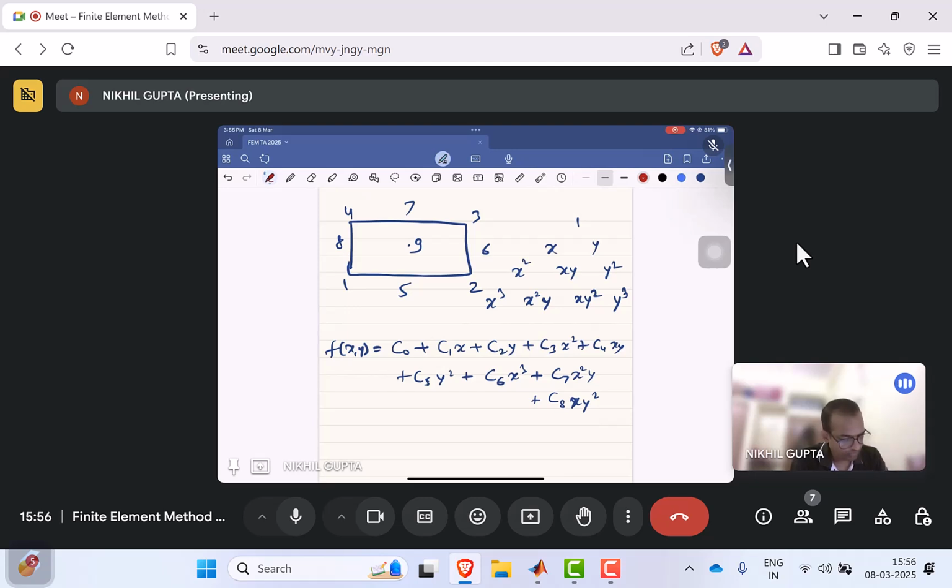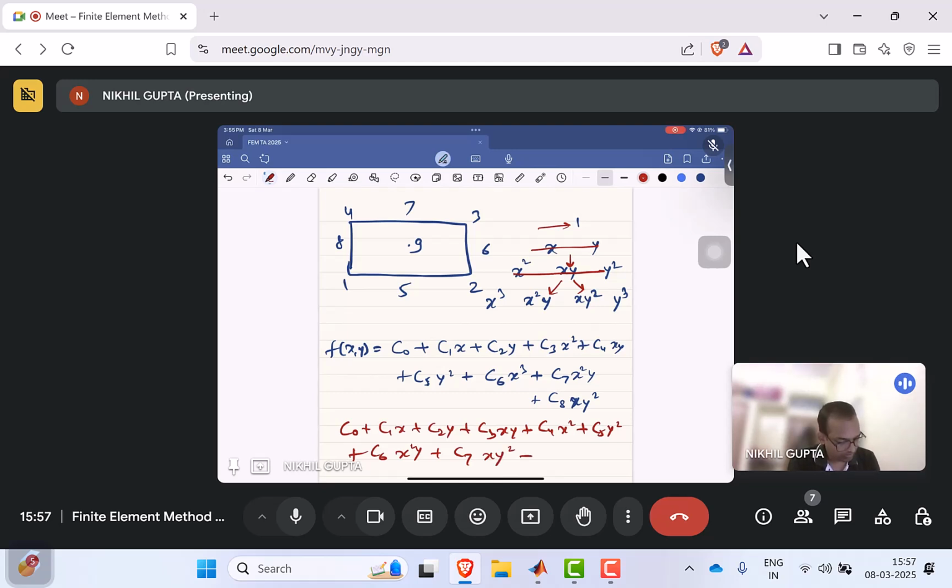When you have to move like this way, first you have to move here, then here. So if you go here, you have to go first to here. So what will be the answer? C naught plus C1x plus C2y plus C3 xy plus C4 x square plus C5 y square, C6 x square y, C7 xy square. Now there are 8 terms done.